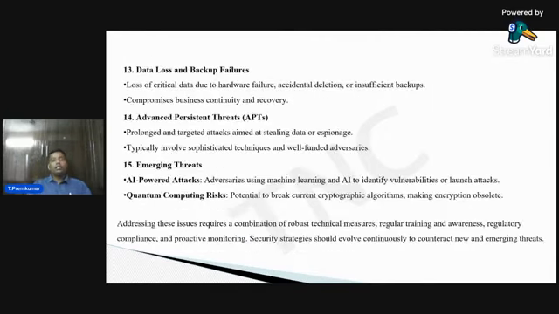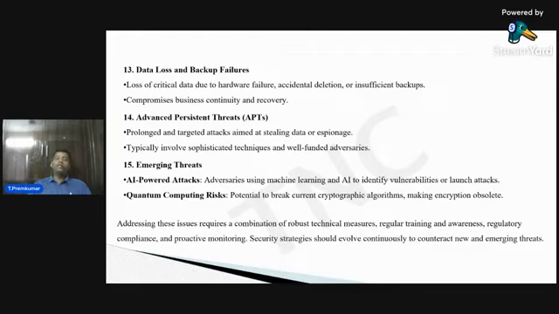Next, data loss and backup failure. It is also a major part of security issues. In the case of data security, there is the loss of critical data due to hardware failures, accidental deletions, or insufficient backups, which compromises business continuity as well as the recovery process.